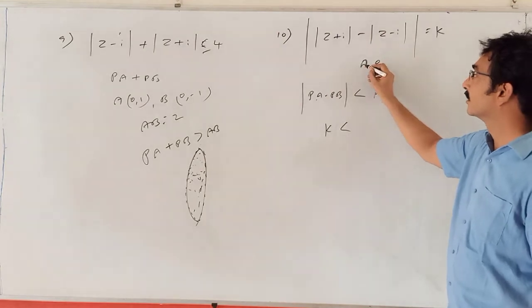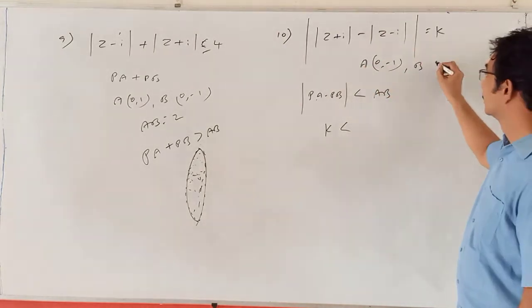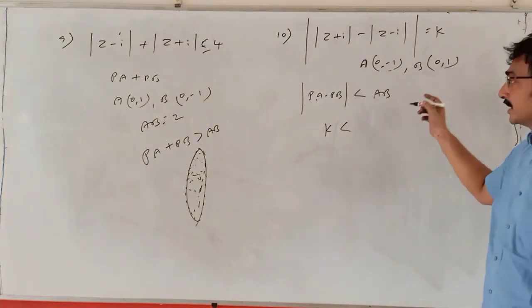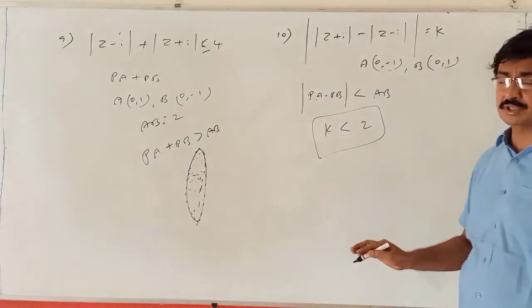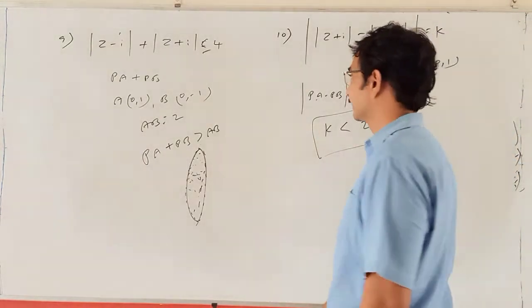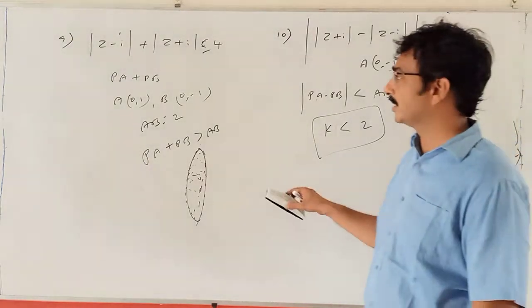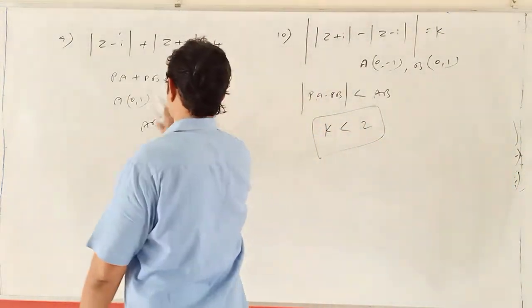Clearly, by comparing the given one with PA minus PB, point A is (0, minus 1), point B is (0, 1). The distance between the two points AB is clearly 2. So k less than 2, which means k belongs to (minus infinity, 2). Thus in problems on both sides, the condition implies the name of the locus, and the locus implies finding the range of unknown values.